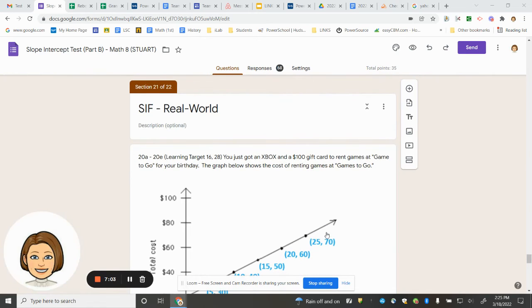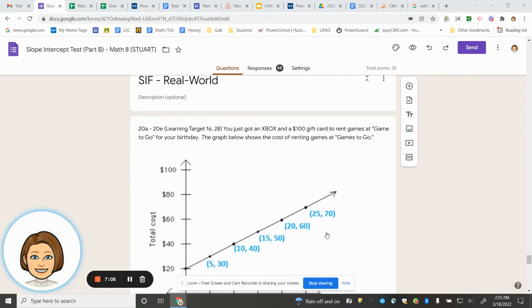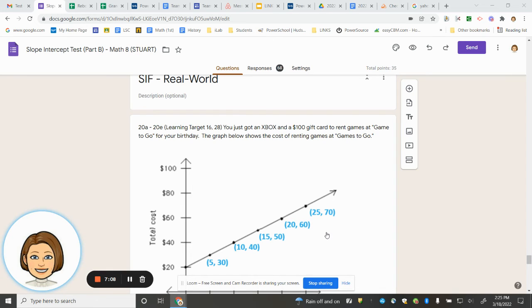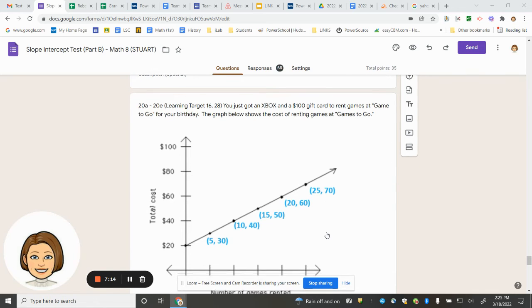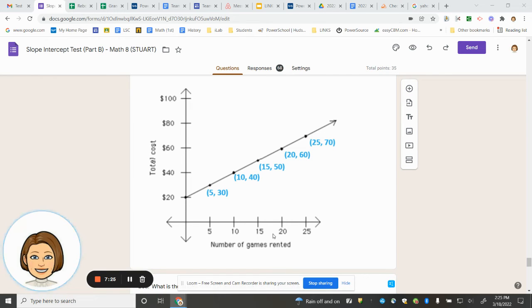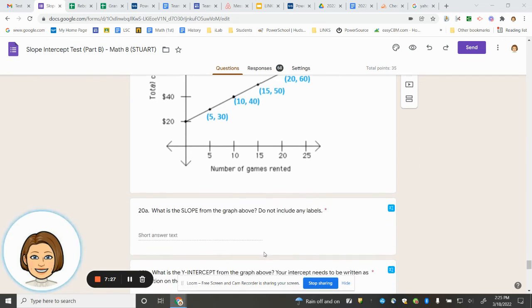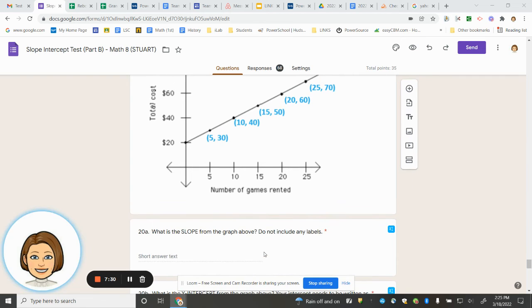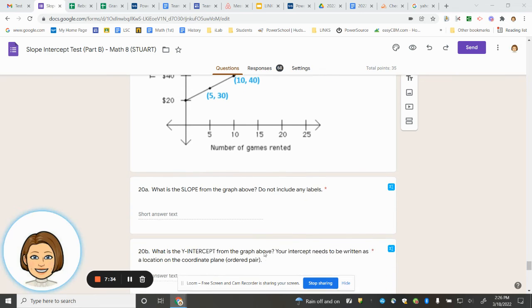Section 21 is another real-world problem. You just got an Xbox and a $100 gift card to rent games at Games to Go for your birthday. The graph below shows the cost of renting games at Games to Go. So you can see it starts at 20 and it goes up. The X-axis says number of games rented, and the Y-axis is total cost. Number 20A, what is the slope from the graph above? Do not include any labels, just write a number.